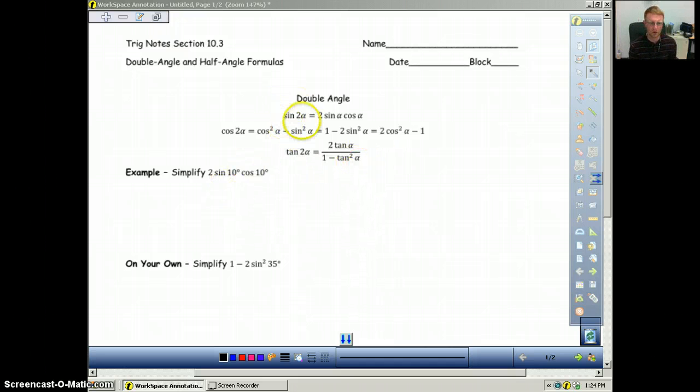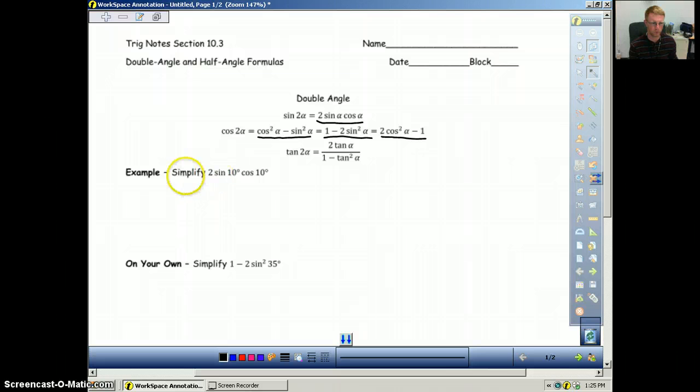So we have our double angle formula here, and this is what we're always going to use for the sine. Our cosine has many different forms. It's equal to this, and then that is also equal to this, and then that's also equal to this, which makes it even more complicated. And then the tangent is pretty simple, not simple to remember, but it just has the one form that it has.